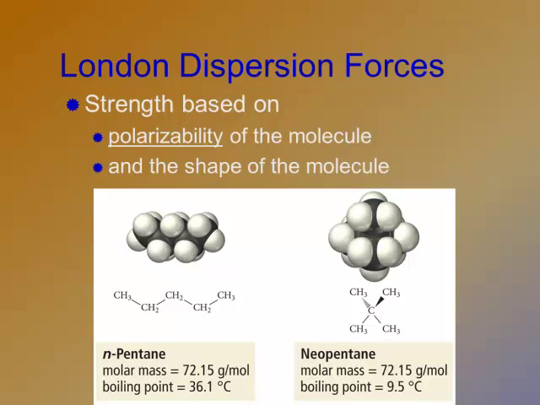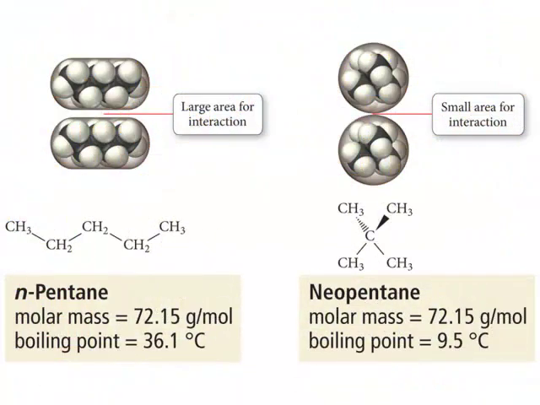The difference is in the shape of the molecules. N-pentane is long and straight. Neopentane is roundish. Which would touch in more places? Two long, straight pencils or two bouncy balls? The long, straight n-pentane molecules can interact over more area than the roundish neopentane molecules. Therefore, the attractions between n-pentane molecules are stronger, and the boiling point is higher.